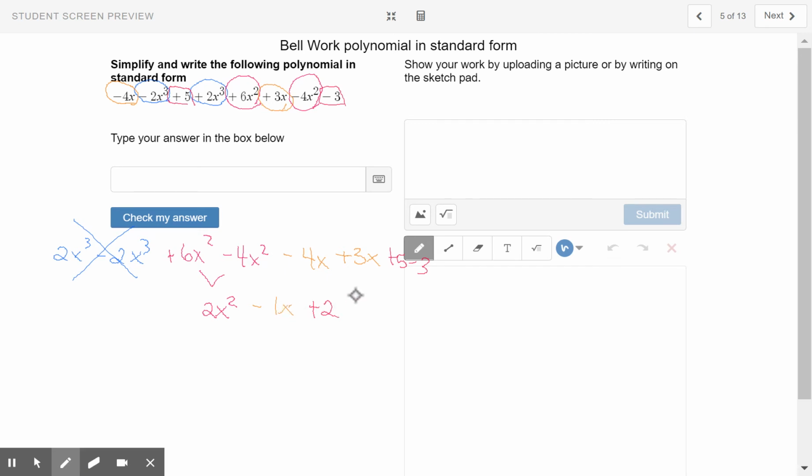So we cannot go any further in simplifying because we have x squared and then we have an x. Those are not alike. They may have the same base, but they have different exponents. So this is technically called a quadratic because the highest exponent's a 2, and then a trinomial because there's 3 terms.